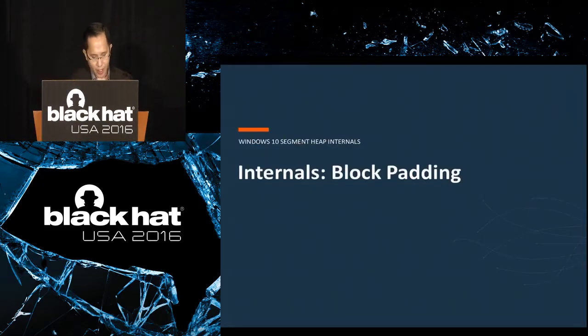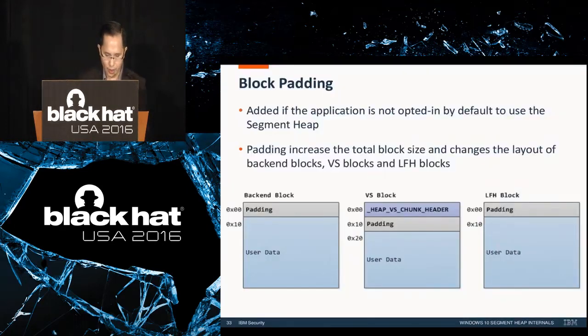Before ending the internals part of the talk, I want to discuss the block padding, which will affect the layout of the segment heap blocks. Just in case you are investigating a process in which the segment heap is enabled, but that process is not opted in by default to use the segment heap, take note that there will be a 16-byte padding added before the user data portion of the block. As shown, this is a modified layout of the backend block here, a BC block here, and an LFH block.